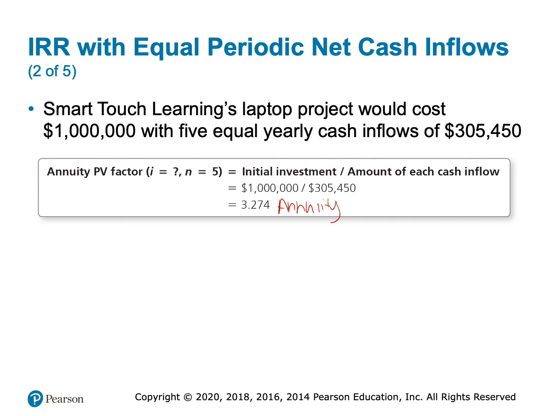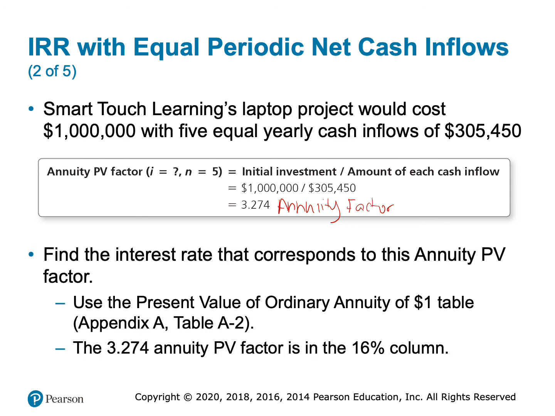So now you're going to look in your annuity table. You're going to pull out your present value of annuity table. We know that this project is 5 years, so you're going to look along row 5 and find the factor that is closest to 3.274. When you do that, you will find that 3.274 is closest to the factor in the 16% column. So we are going to approximate IRR by saying that it is 16%. Now, I will tell you, you will not always find the exact factor in the table. Again, you're going to choose the one that it is closest to. It's just an approximation.